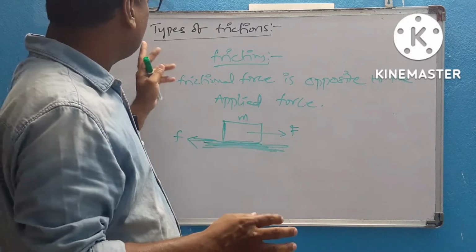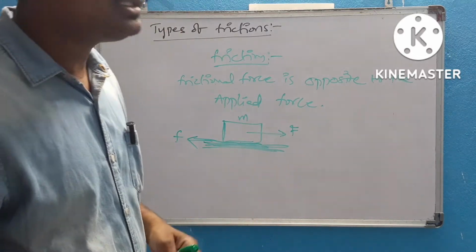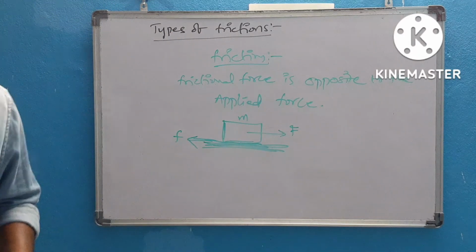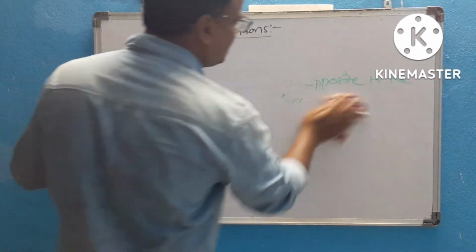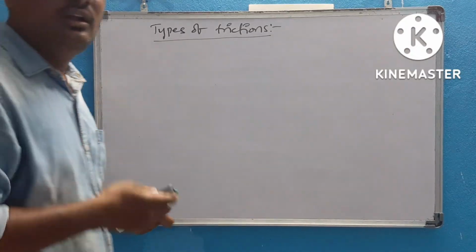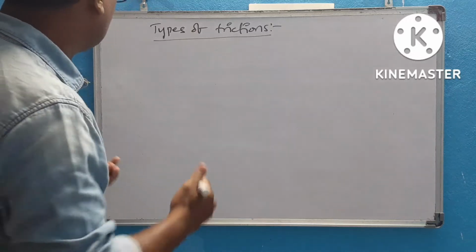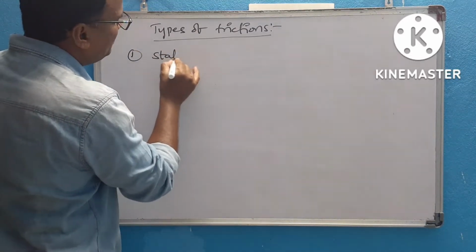Now let me see how many types of frictional forces there are. This is the types of frictions. Generally we have three types of friction forces. The first one is the static friction.